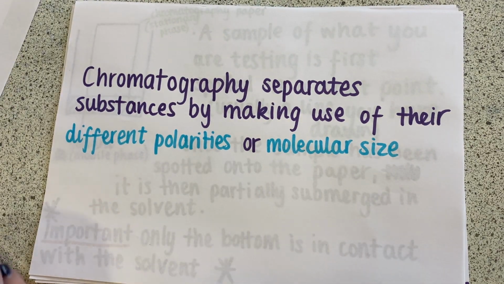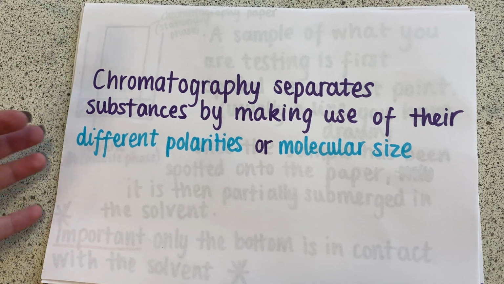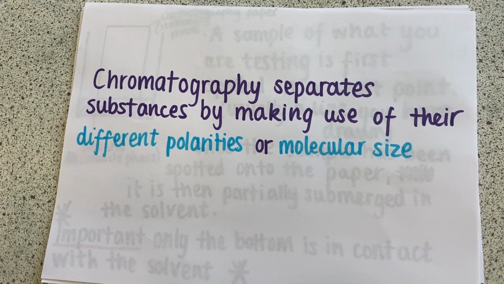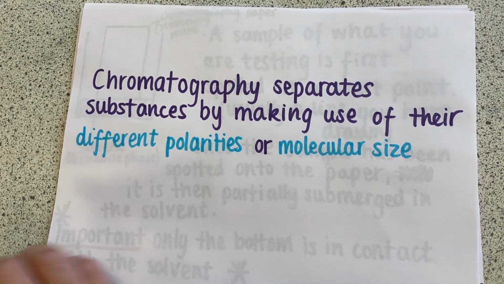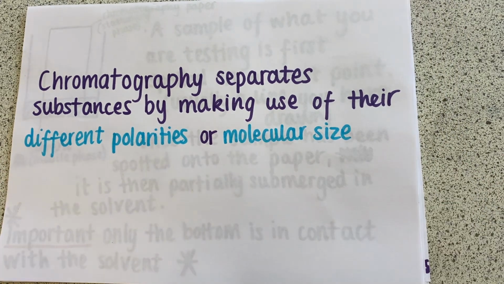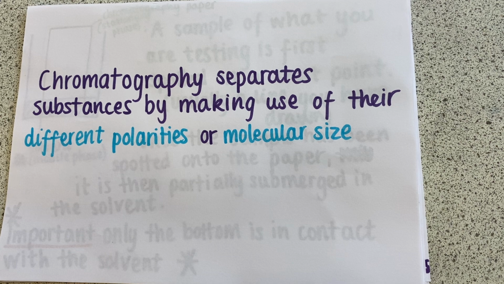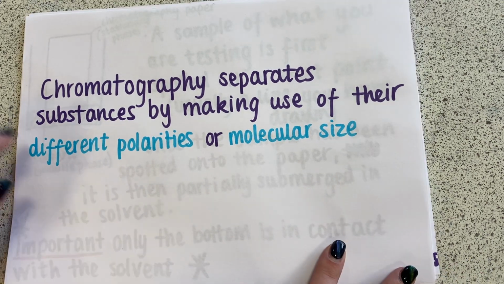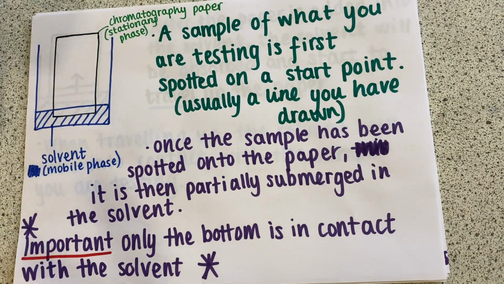Your SQA definition of chromatography is that you need to know that chromatography separates substances by making use of their different polarities or molecular size. Depending on how polar a molecule is determines where it will be separated, or also depends on its molecular size.